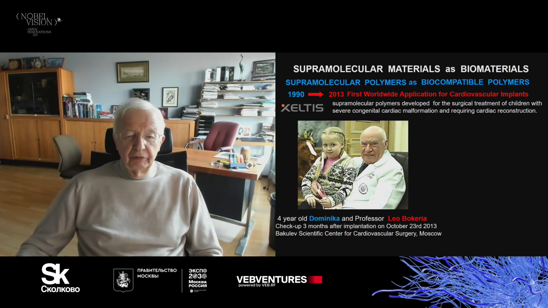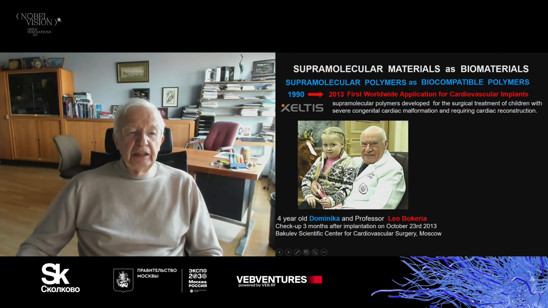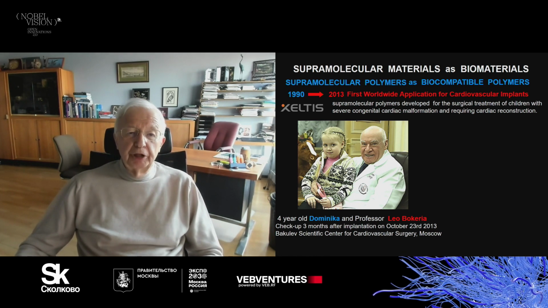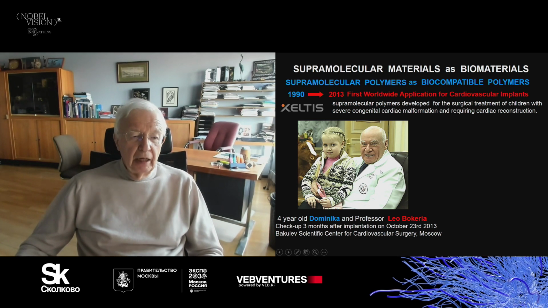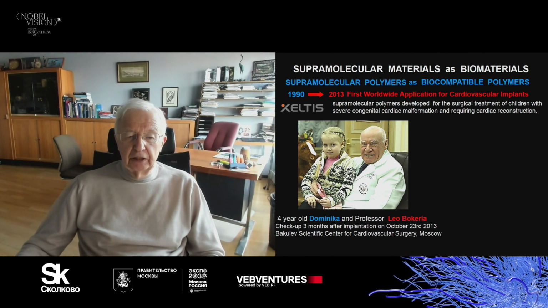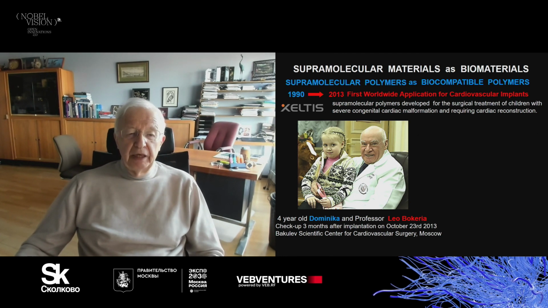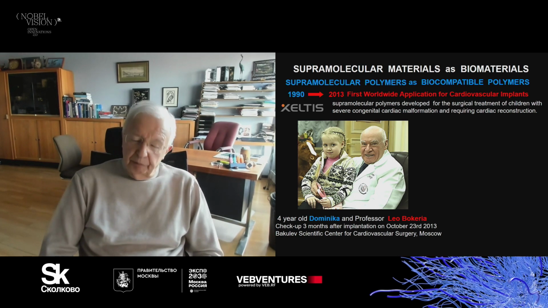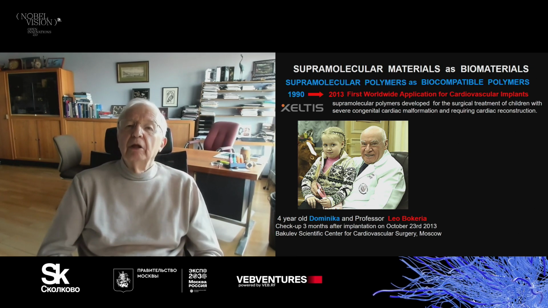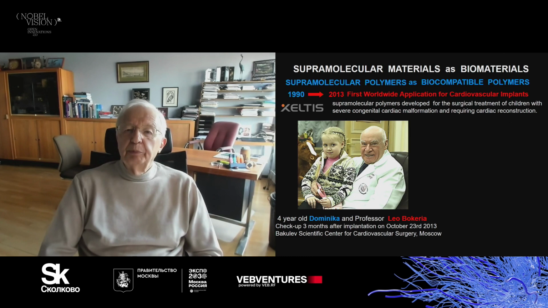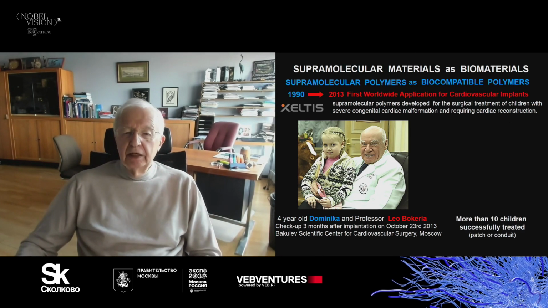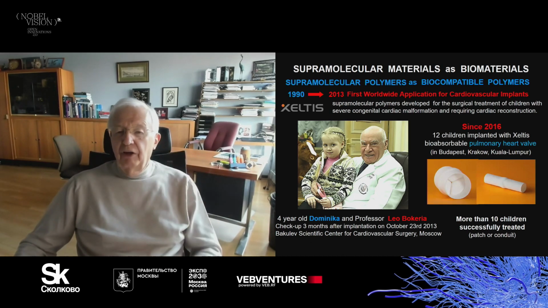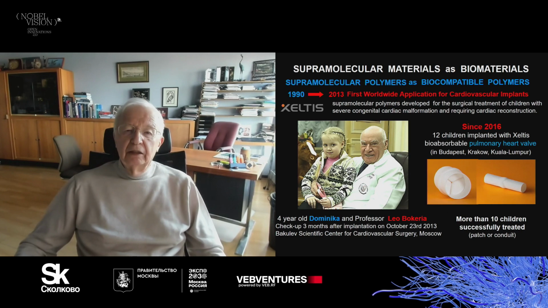Here in 2013, 4-year-old Dominika was operated by Professor Leo Bokeria, and many of you must know him, at the Bakulev Scientific Center for Cardiovascular Surgery. So this meant that these supramolecular polymers had been designed into biocompatible polymers to make these cardiovascular implants, which have now been used in many more children than 10, and also heart valves have been made by the same small company.